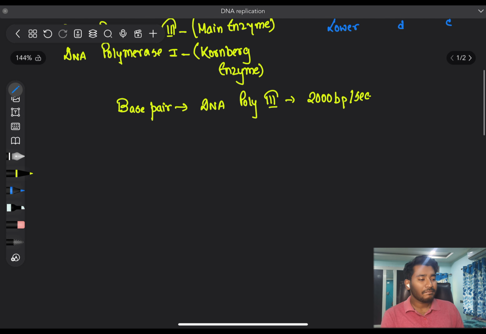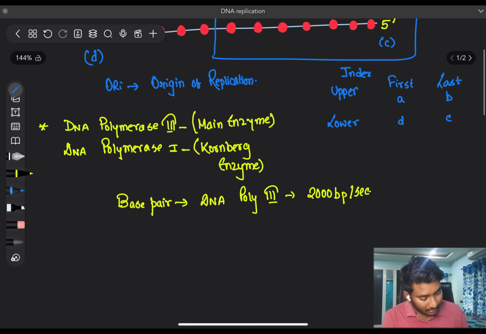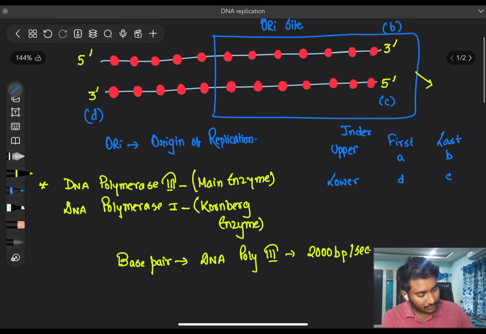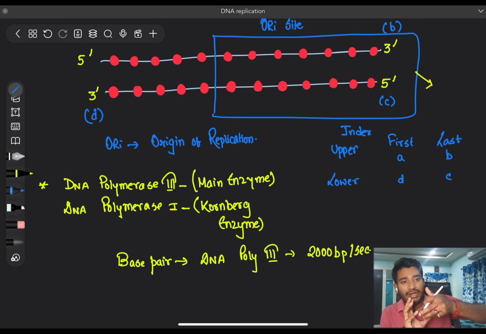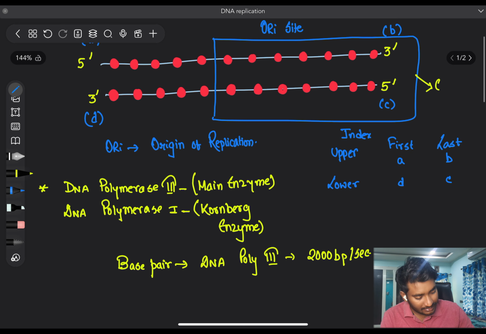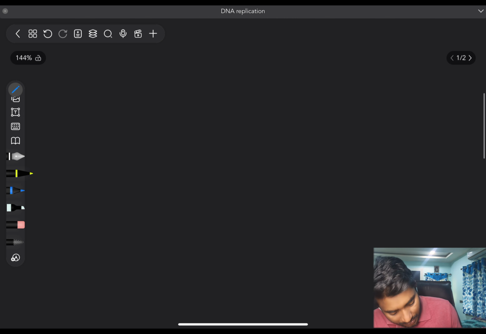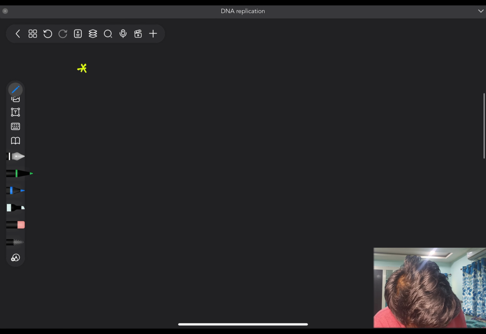Now, the enzyme that is required to unwind the DNA strands or open the DNA strands is the helicase enzyme. Helicase unwinds the DNA. I am writing notes here, some important points and topics. So let me write helicase.